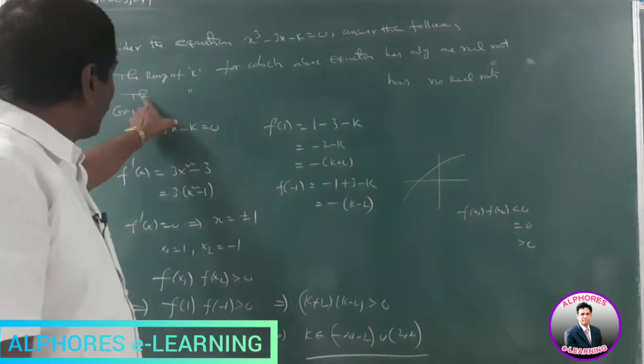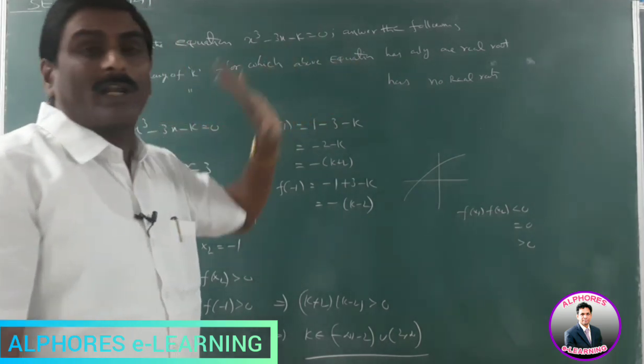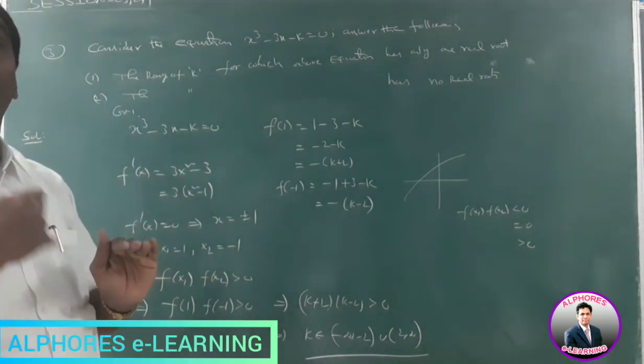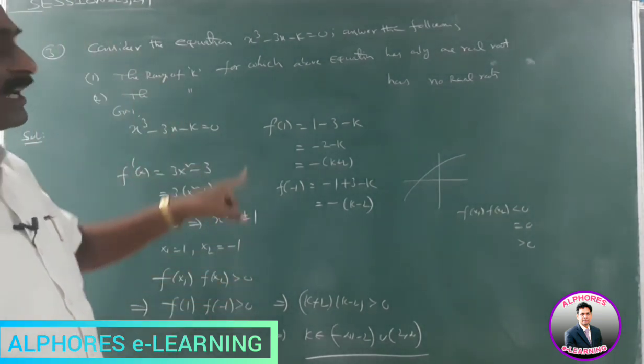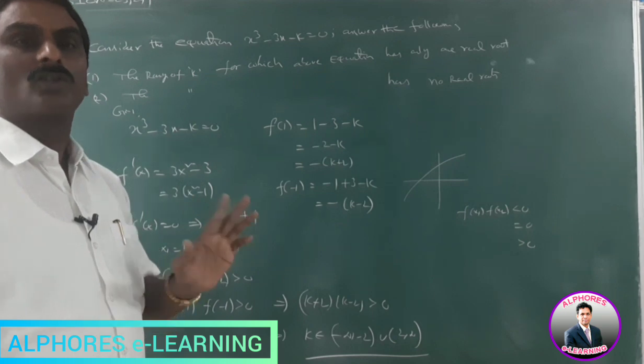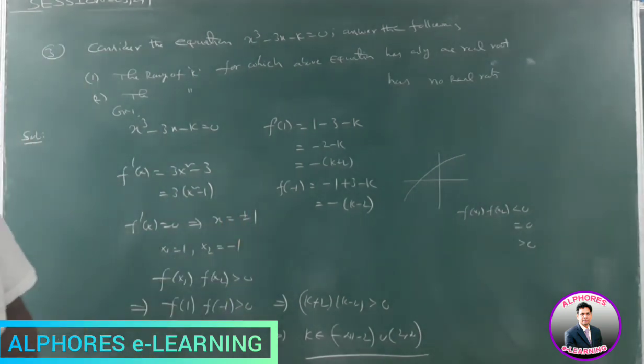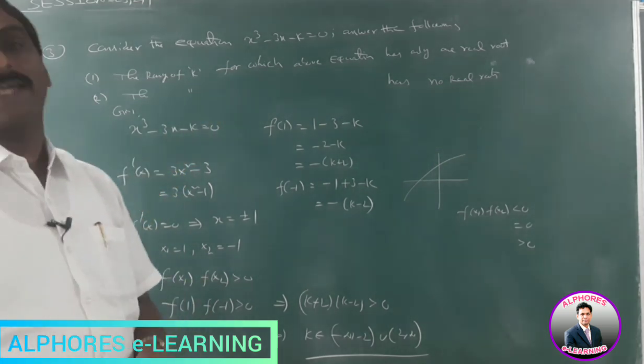But here the range of k for which it has no real roots. That means the cubic equation having no real roots. Is it possible or impossible? It is an impossible case. For any value of k, it has at least one real root. So k belongs to phi, the empty set. No real roots means it is impossible. So k takes phi, the empty set. Okay.